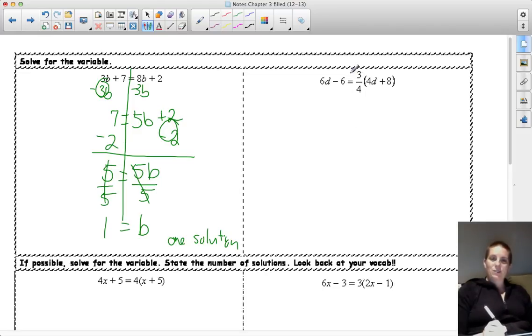Now, let's do this next problem. If you're feeling brave, push pause. Give it a try on your own. Alright. We have our balance line drawn in. No, really, I meant it though. If you want to pause it and try it, it's not a hard problem.